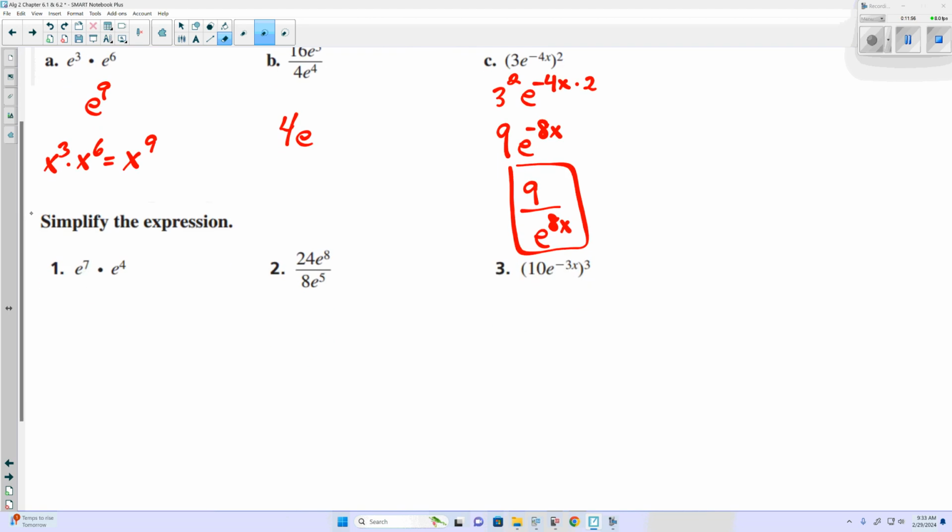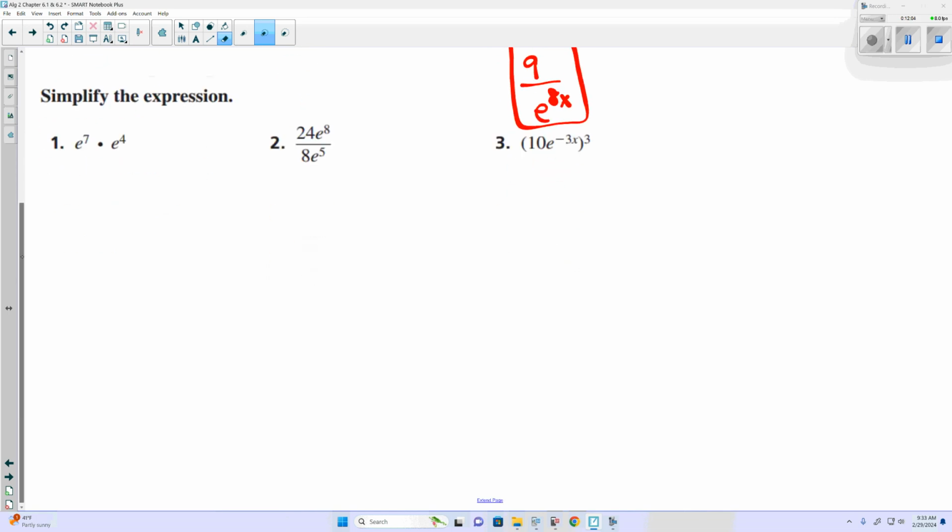Questions on A, B, C? Get ready for 1, 2, 3. Simple as do, re, mi. So number 1, e to the 7th times e to the 4th. E to the 11th, because when we multiply like bases, we add the exponents.